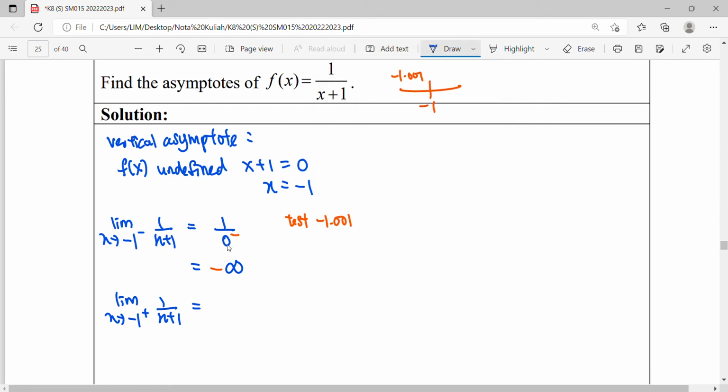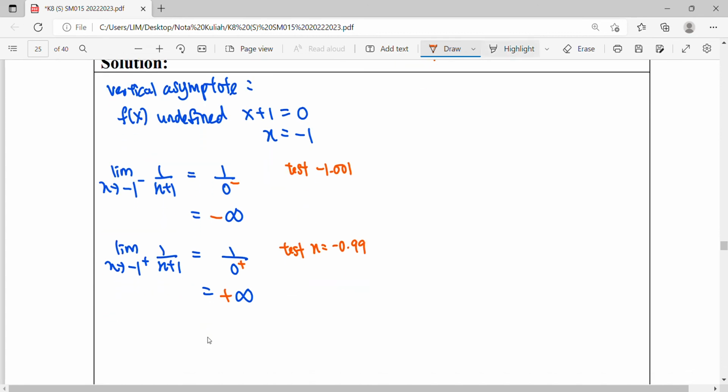Okay. Then we proceed to limit approaches -1 from the right hand side. You substitute your -1, you get 1/0. Answer is infinity. Test your value x, -1 from the right hand side. It will be -0.999. So here will be positively 0. So positive over positive, positive infinity. So we can make a conclusion here: x equals to -1 is definitely your vertical asymptote.